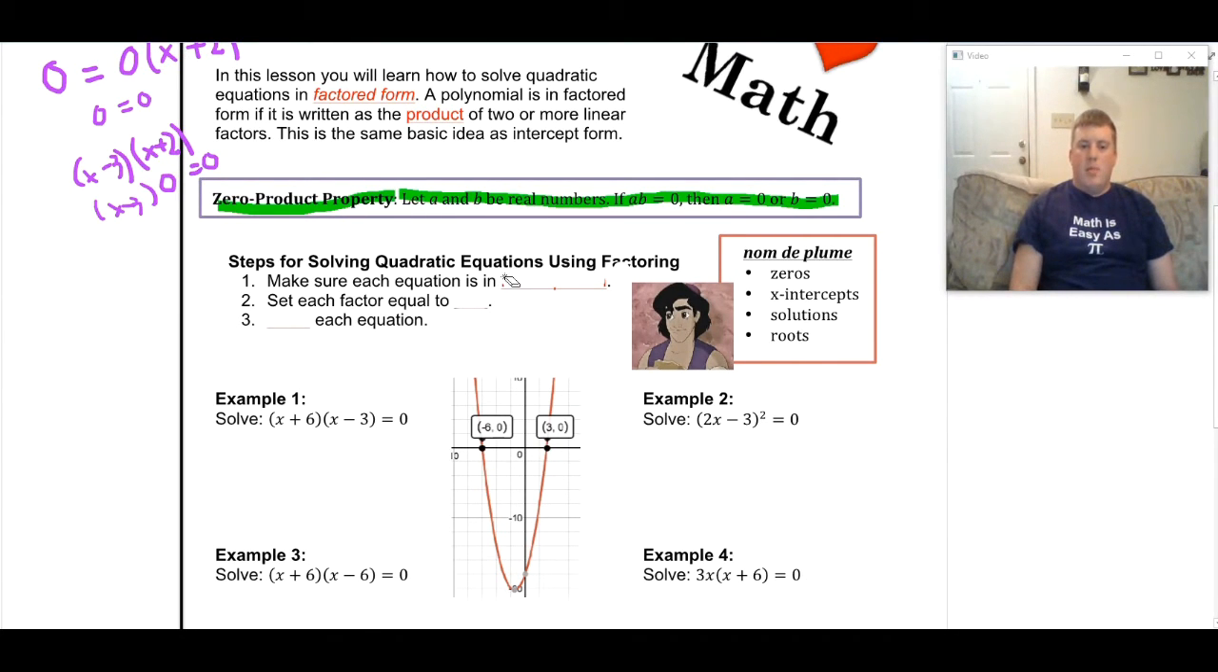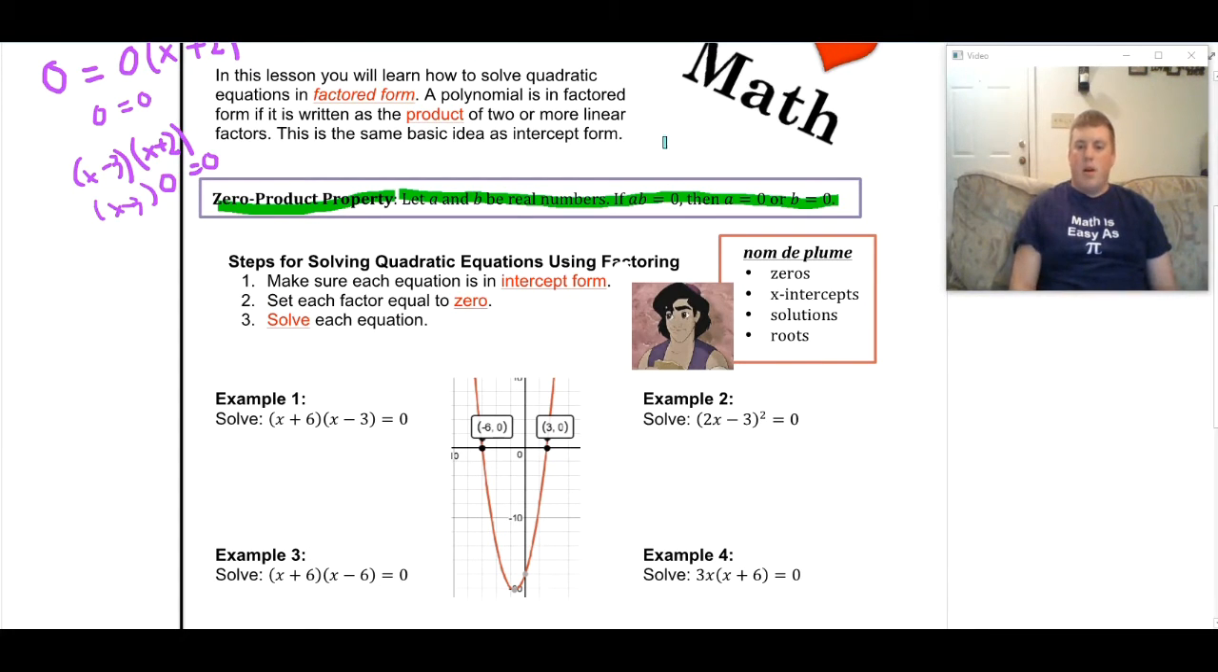The first is that we are going to make sure each equation is in intercept form. In this lesson, all the ones that we're going to give you are going to be in intercept form. In lesson 5-3, when we start factoring, we will look at how you can change it to intercept form if you are not already in intercept form. The next thing we're going to do is set each factor equal to 0. Remember, we said that if either one of those factors is 0, then we are going to have a product of 0, and we will solve each equation.